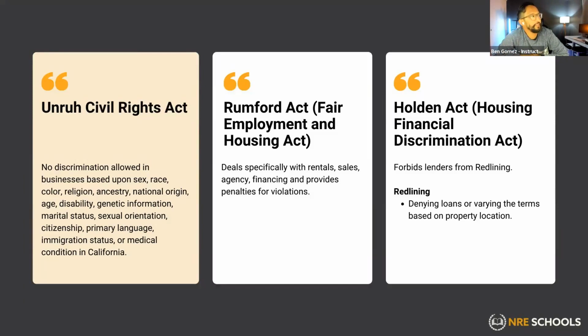The Unruh Civil Rights Act: no discrimination allowed in business based upon sex, race, color, religion, ancestry, national origin, age, disability, genetic information, sexual orientation, marital status, citizenship. We knew this. Am I correct? Perfect. We all knew this one.